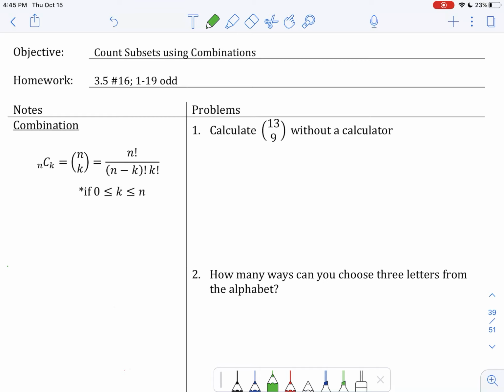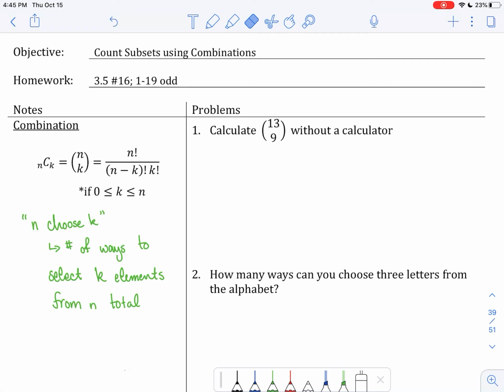Now, combinations are a way to count different arrangements where order doesn't matter. So we talk about this as n choose k. You'll see both notations. This is maybe how you're more familiar. This is how you'd enter it on your calculator. It's also written like this, where it looks like the parentheses of a small matrix that's 2 by 1. And it's the same as n factorial over n minus k factorial times k factorial. And again, it's n choose k, the number of ways to select k elements from n total.